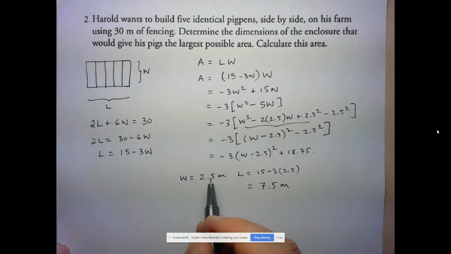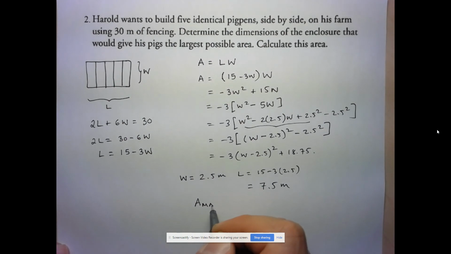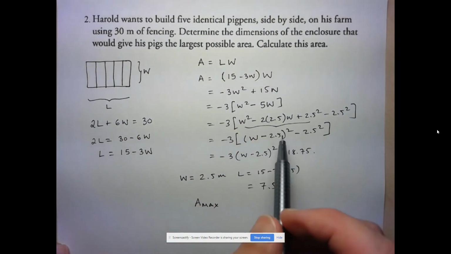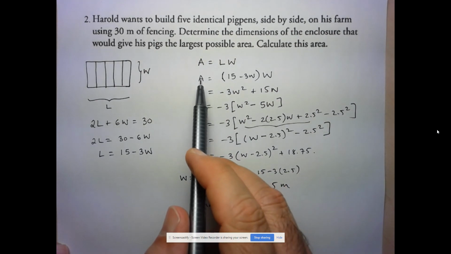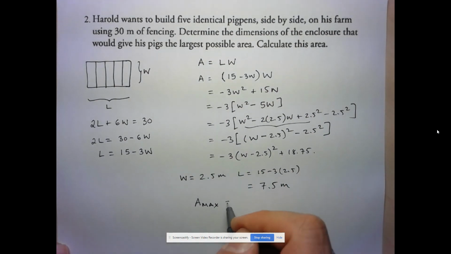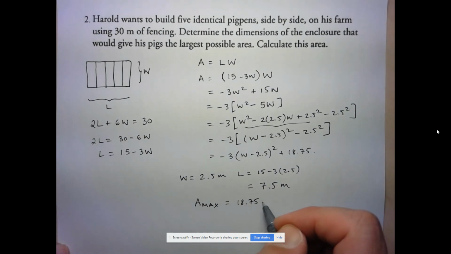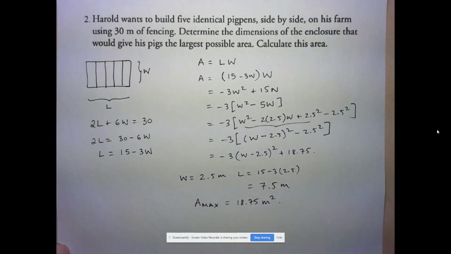So here are my dimensions. And if I'm looking for my maximum area, that's going to be the y value of the vertex. Since the y value in this function is area, y value of the vertex is just 18.75. And since we're talking about area, it's meters squared.